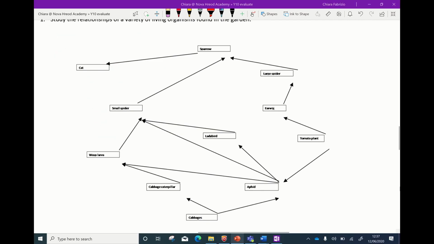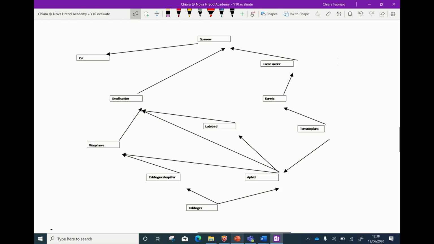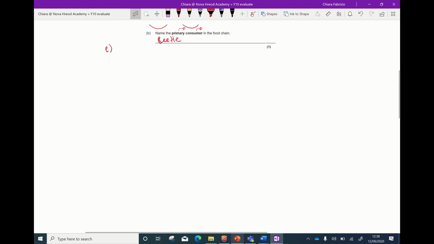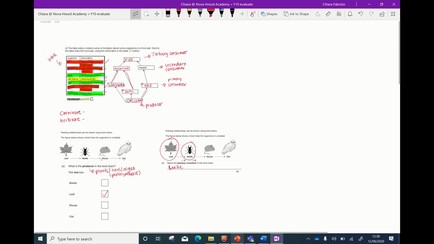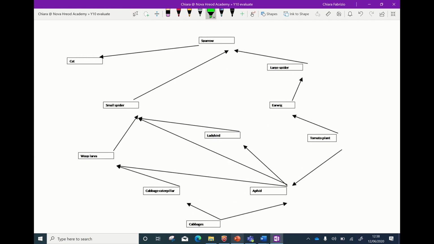Right, so on your PDF that I've uploaded on ePraise, there's a question like this, which is saying, study the relationship of a variety of living organisms found in the garden. So we've got cats, small spiders, ladybirds, cabbages, and so on. And this is showing us a food chain. And this one might be looking a little bit more complicated than the one that we've seen up here, right? Because it's got more organisms. If we have a proper look at it, it's actually not that hard.